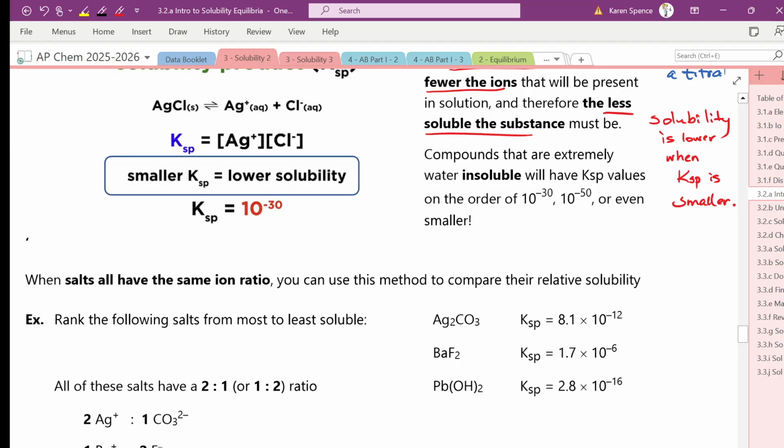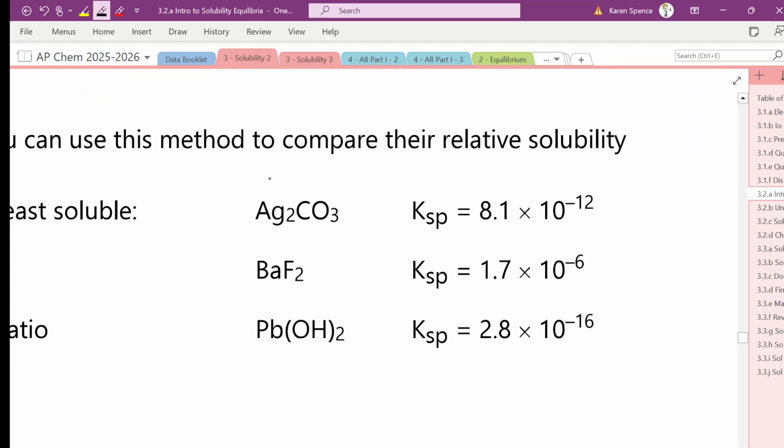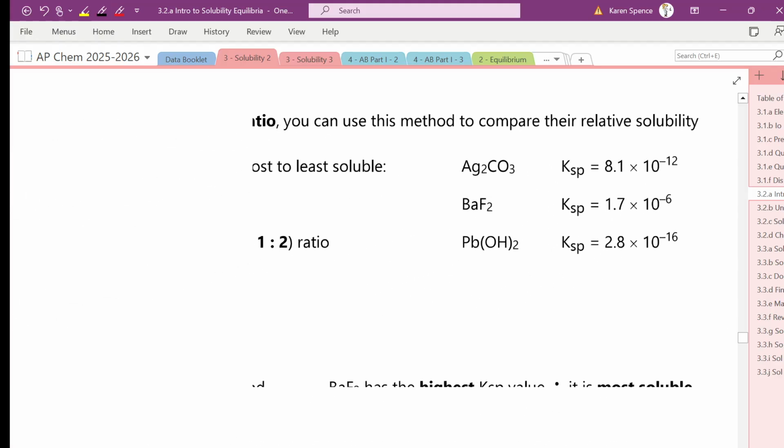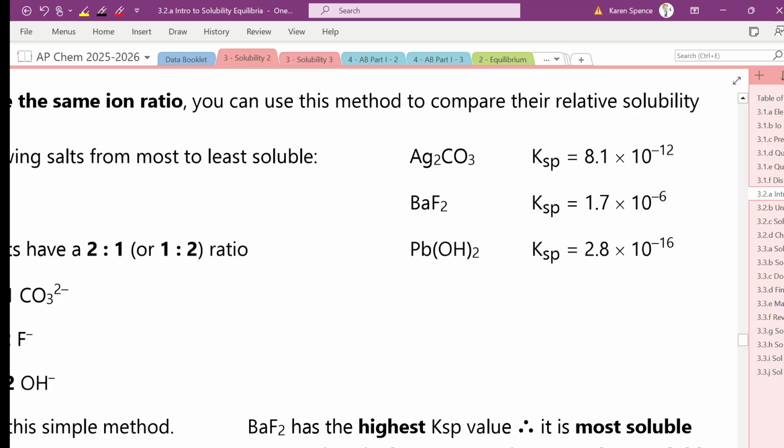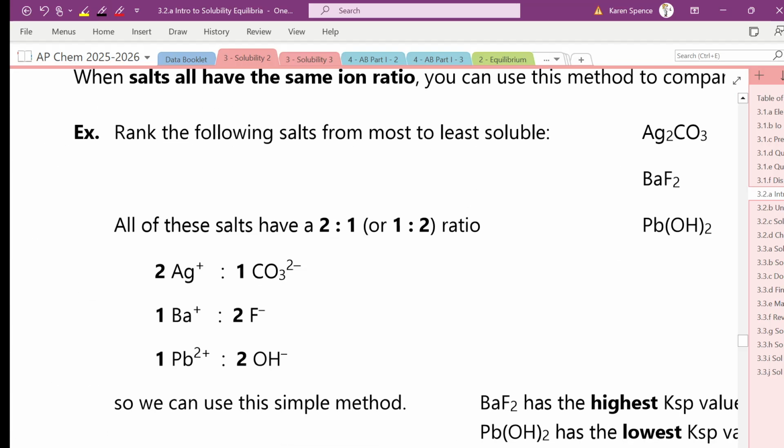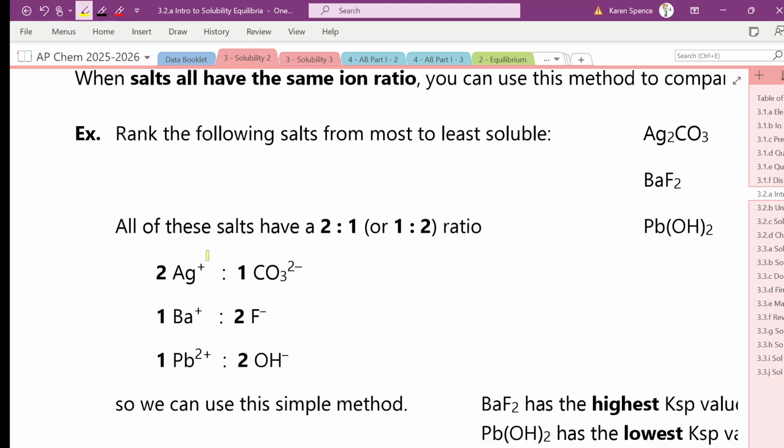Oh, and we're going to talk about it right now. I didn't realize it was right here. So the ones we just did had a 1-to-1 ratio. These ones all have a 2-to-1 ratio. We have KSPs for them. In Ag2CO3, we have 2 Ag to 1 CO3. In BaF2, we've got 2 F for every 1 barium. And for lead hydroxide, we have 2 hydroxide for every 1 lead. So they're all 2-to-1. It doesn't matter whether it's the first one that's 2 or the second one that's 2. So far, so good?